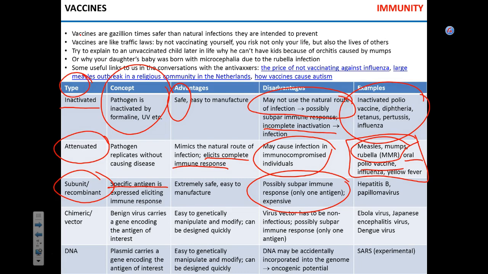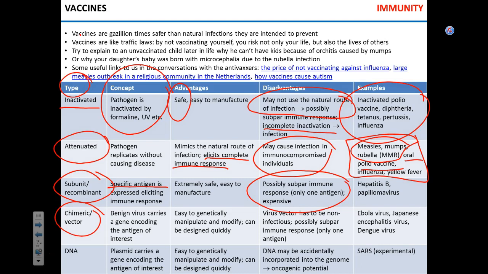Two examples that we use now: Hep B, an amazing vaccine, so safe that it's given on the first day of life, or third day of life, something like that. It is fantastically safe. And papillomavirus, which is also super safe. Okay. Chimeric or vector vaccines. That's a pretty cool one.